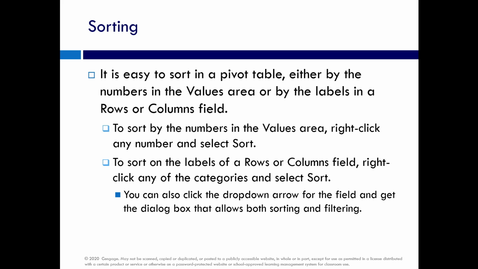Sorting. It's easy to sort the pivot table, either by the number in the values area or by the labels in the rows or columns. To sort by the number in the values area, right-click any number and select Sort. To sort on the labels of the rows or the columns field, right-click on any of the categories and select Sort. You can also click the drop-down arrows for the field and get a dialog box that allows both sorting and filtering.